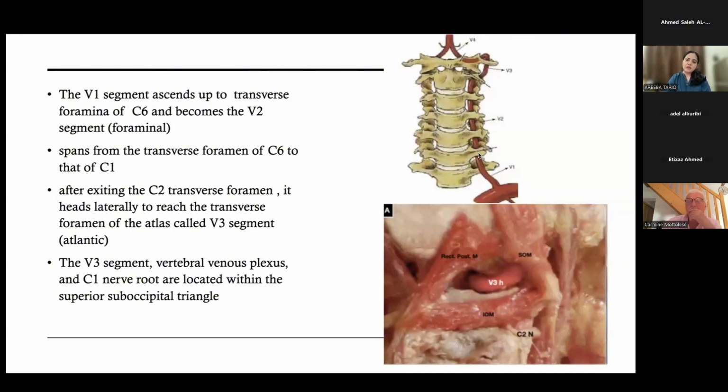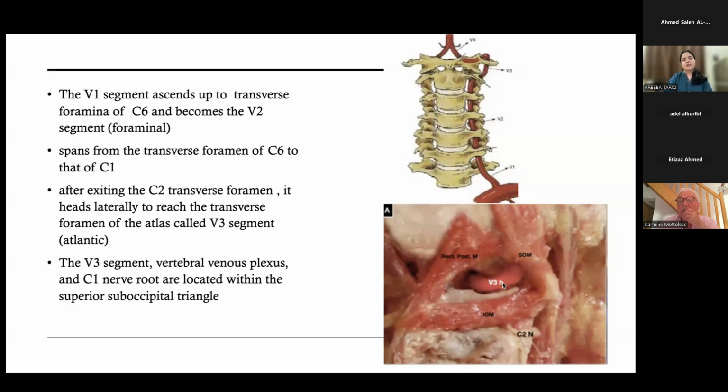It's also known as the foraminal segment, and it runs from this C6 vertebra foramen to C2. Then it exits the C2 transverse foramen. It heads laterally to reach the transverse foramen of the atlas, and now it's known as the V3 segment, also known as the atlantic segment. So we had preforaminal, we had foraminal, and now we have the atlantic segment.